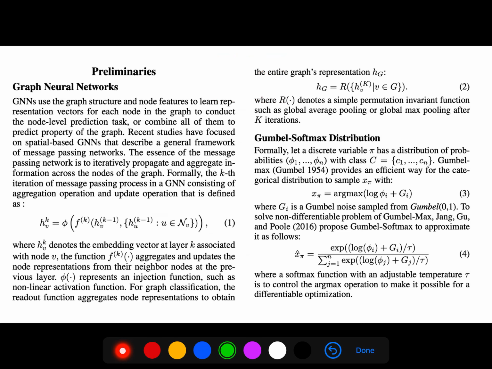So you know how the k-th iteration of the message passing process consists of this aggregation and update equation. So here they aggregate and then they update using the previous representation to update the next representation. But for graph classification, as you know, you need a readout function that aggregates node representations. So you get the readout and then you have a representation for the graph.